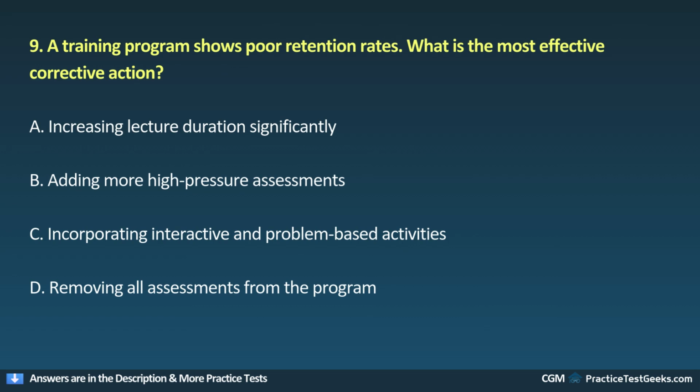9. A training program shows poor retention rates. What is the most effective corrective action? A. Increasing lecture duration significantly. B. Adding more high-pressure assessments. C. Incorporating interactive and problem-based activities. D. Removing all assessments from the program.